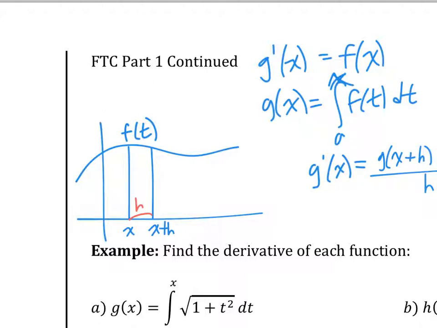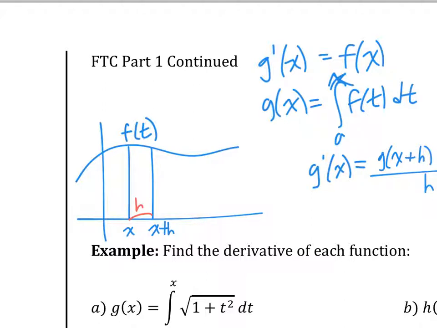Right? Wait, so g of x is the entire area under the curve? Yes, up to x. From 0 to x? The number doesn't really matter. From where, it doesn't really matter. But let's just say from 0 to x.